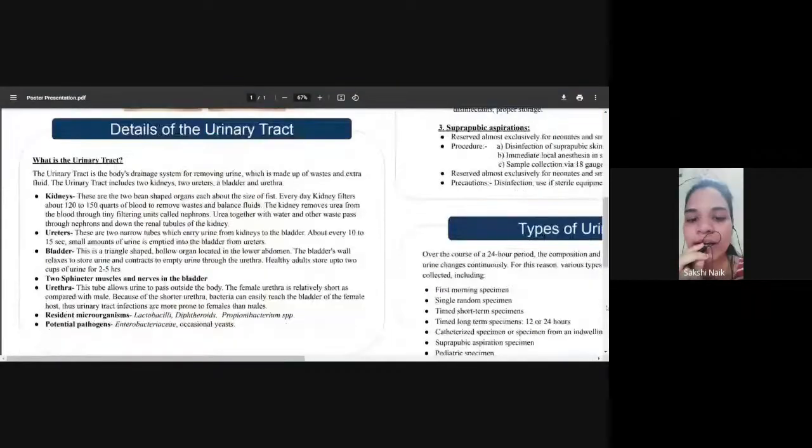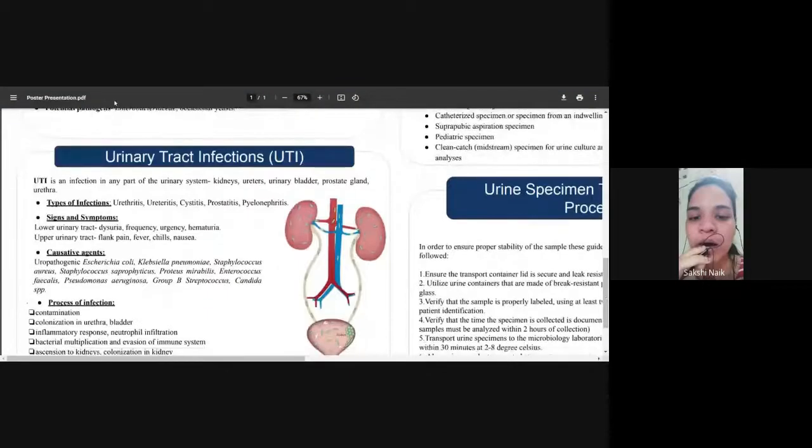So now let us know about the infections of the urinary tract. So I would request Rutika to continue further. Thank you.